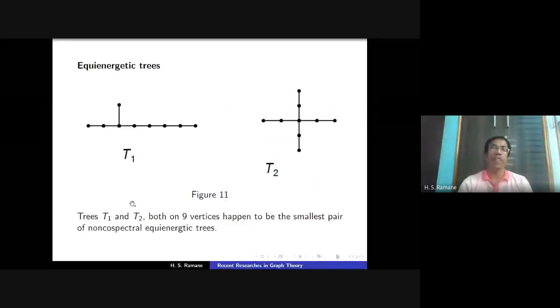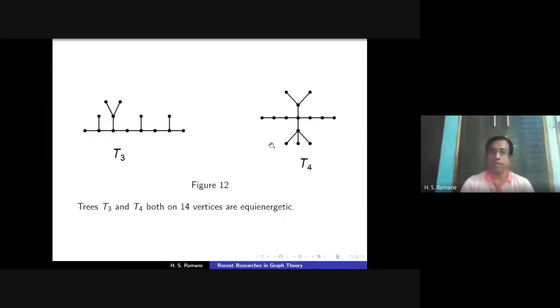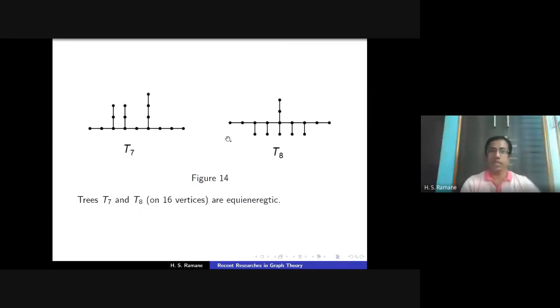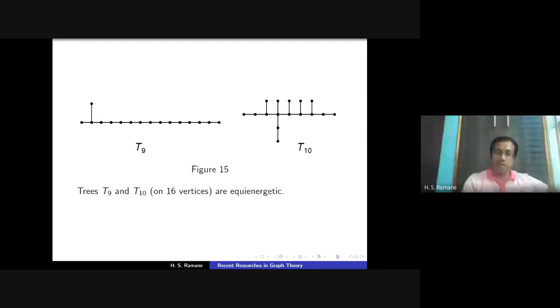And a little bit at the end, equienergetic trees. These are two trees. They are not cospectral, but the energy is the same. This is another pair, T3 and T4, having the same energy. This is another pair. So there are several pairs having the same energy but different spectra. But there is no such method to construct equienergetic trees.